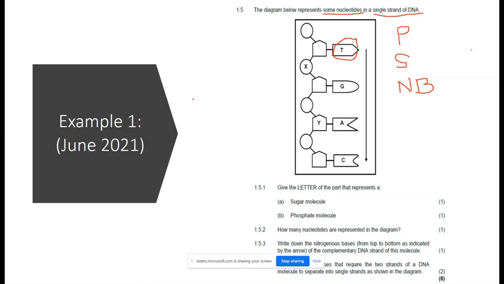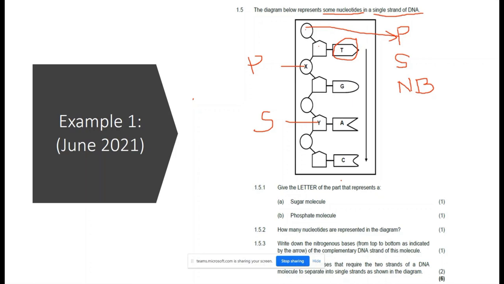Well done, Marion High School. Marion High School says all the circles represent the phosphate. Well done, Marion. Meaning X is phosphate. And then obviously, they say the hexagon is the sugar, meaning Y is my sugar. But can I write sugar in the exam? Because they say it is DNA. Well done, Marion High School. My sugar must be deoxyribose. And now I've understood my diagram.